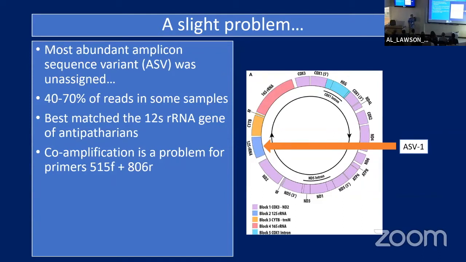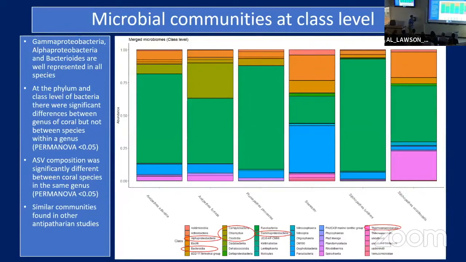So co-amplification is actually a problem for the primers that I use, which is really unfortunate because these are the primers that are used for the Earth Microbiome Project. So we may need to look into alternate primers for Antipatharians. Luckily, I did sequence at a deep enough depth that I was able to recover a high enough number of reads per sample to continue my work.